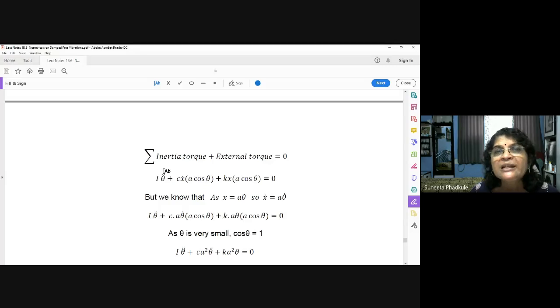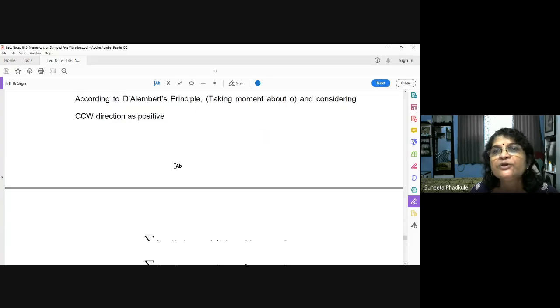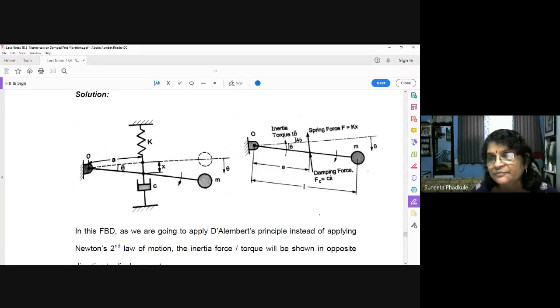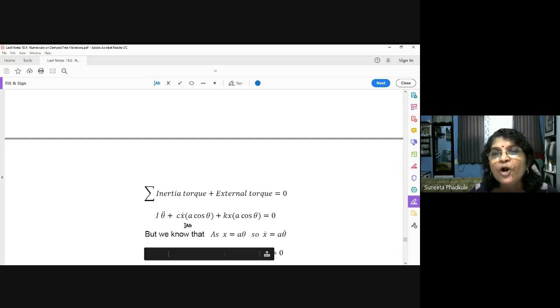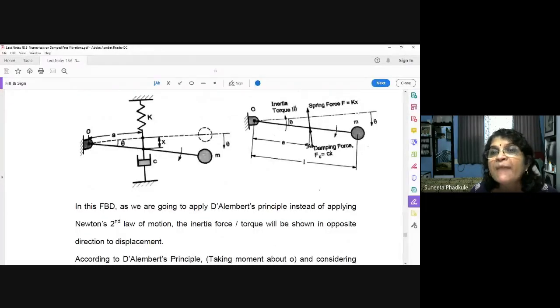Now let us write down the inertia torque. You have to follow the direction, counterclockwise positive. The inertia torque is acting in the counterclockwise direction, so it is positive. The magnitude is I theta double dot. Now, plus the damping torque, that means the torque created by the damping force. This is your damping force. In the diagram it is not exactly vertical, but it is vertical, so the damping force is acting in this direction. What is the torque provided by this damping force about this O? Damping force C x dot into this distance.